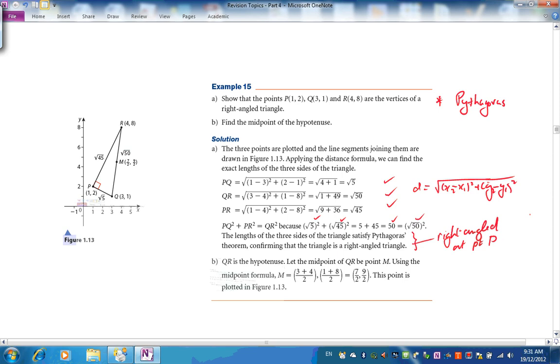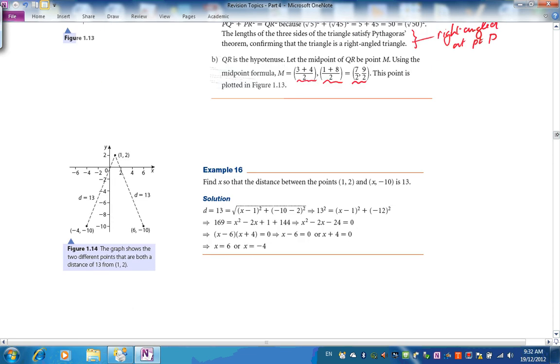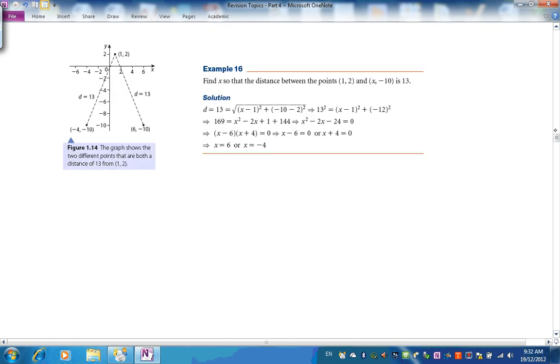Now, therefore we've found QR is the hypotenuse, and they want us up here to find the midpoint of that. So we go to QR and we use (x1 plus x2) on 2, (y1 plus y2) on 2 to get the midpoint of the hypotenuse. So not too bad, this stuff. Must remember the formula for each aspect. Okay, well, let's have a look at this one.